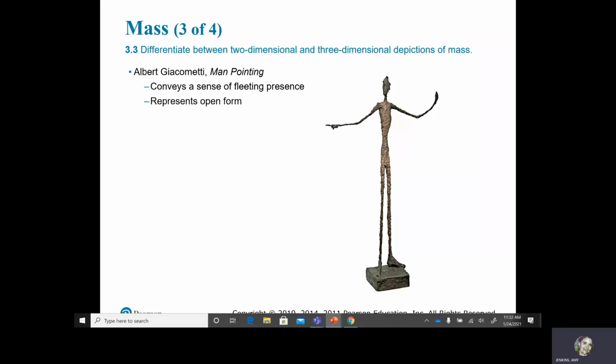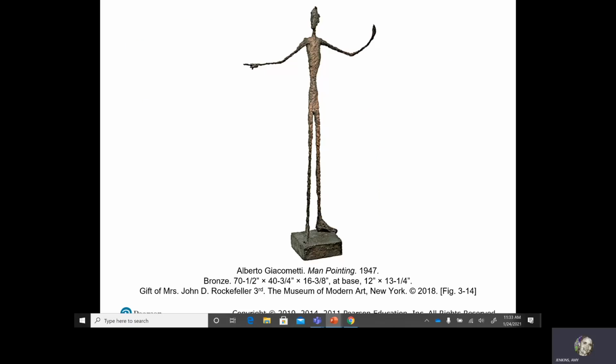This is an open form because in Giacometti's sculpture here, he's reaching out and activating space with the arms. It's called man pointing, and it conveys a sense of fleeting presence. So at any moment, he can put those arms down and maybe walk away.